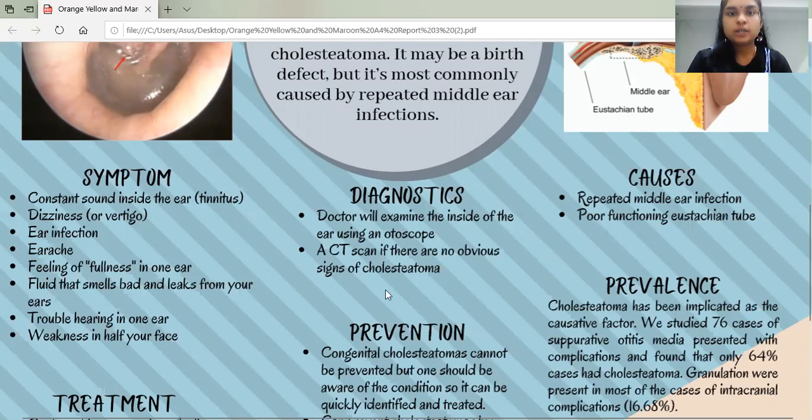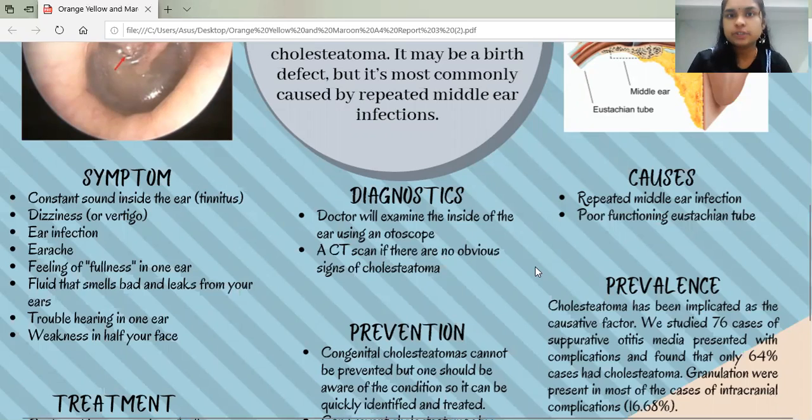Well, the diagnostics for cholesteatoma. The doctors will examine the inside of your ear with an otoscope. A CT scan is recommendable if there are no obvious signs of cholesteatoma.